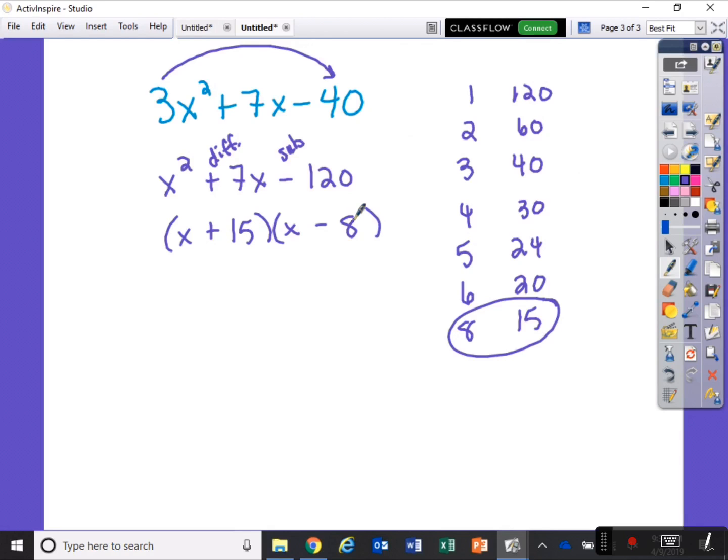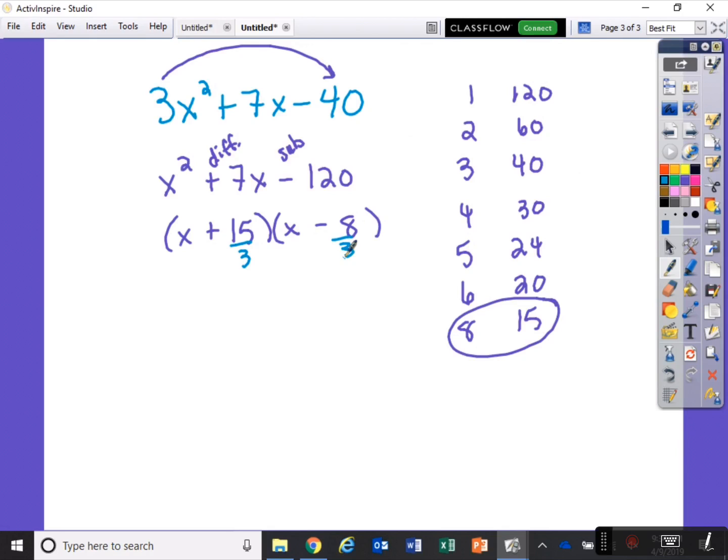Is that it? No, you have to divide and slide. This was a hard problem. And what are we going to divide both of them by this time? 3, the number that we originally multiplied by. If it will divide or reduce, divide and reduce. If it won't, slide.